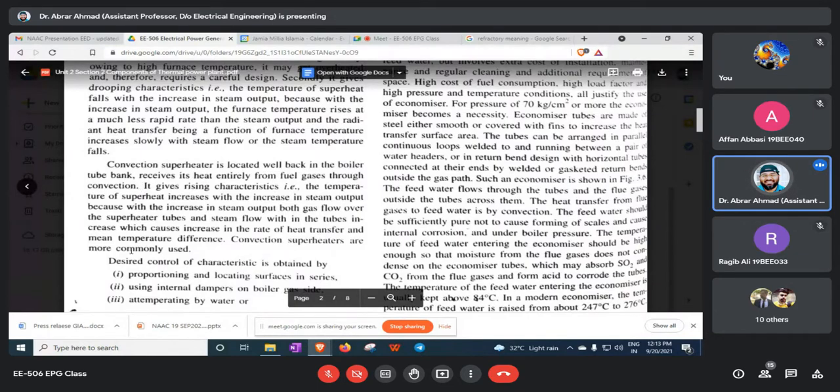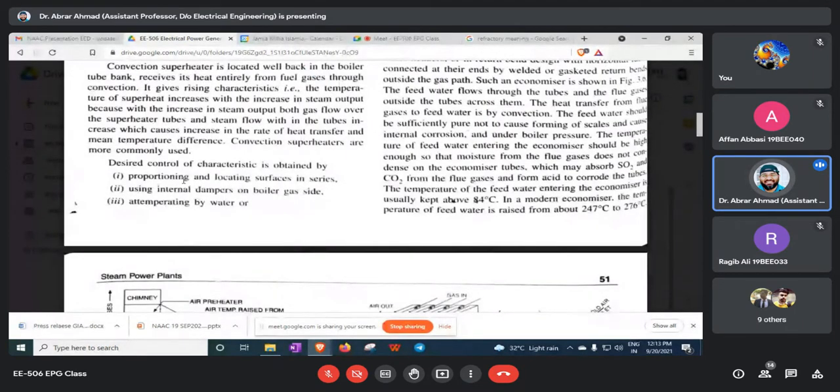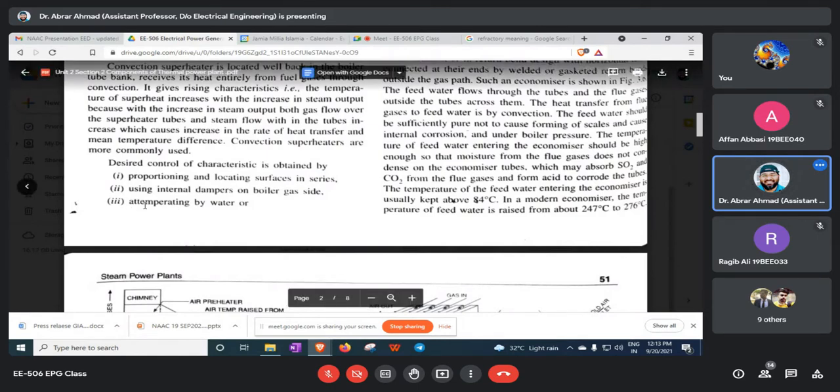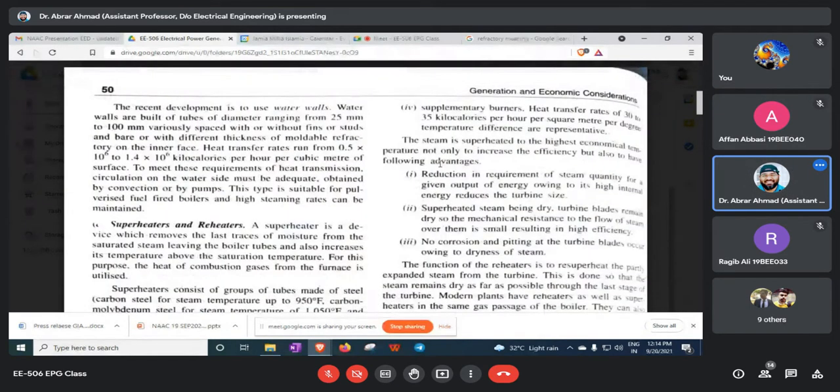Desired control of characteristic can be obtained by proportioning and locating surfaces in series. यानी इस तरह से रखें कि मैक्सिमम सरफेस एरिया जो है वो हीट के कांटेक्ट में आए. Using internal dampers or boiler gas size, attemperating by water or supplementary burners.